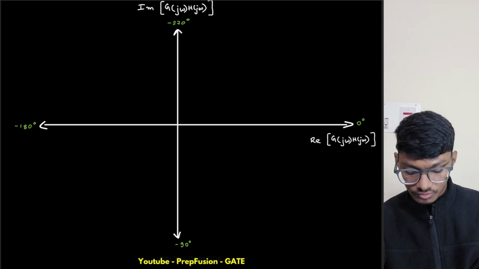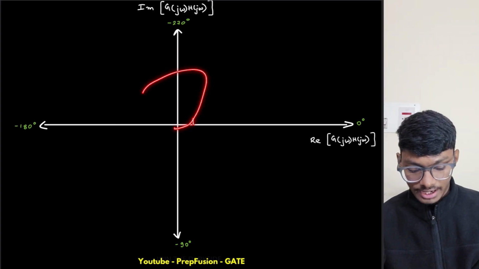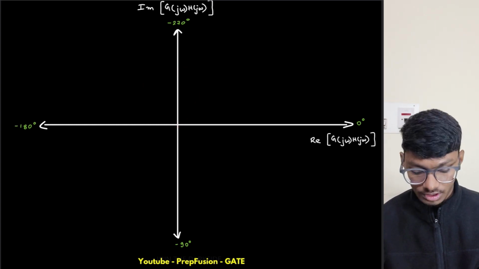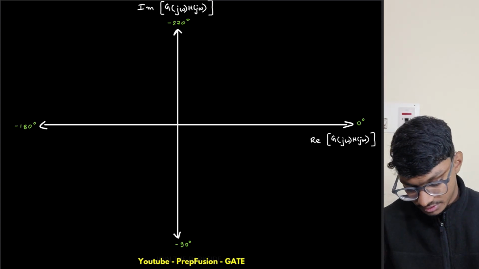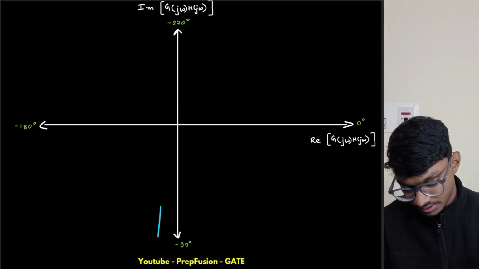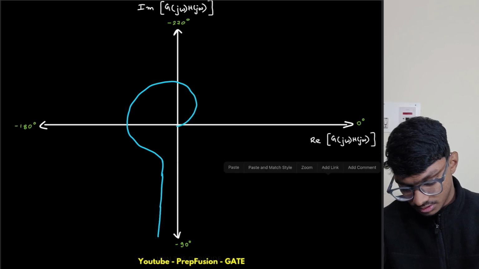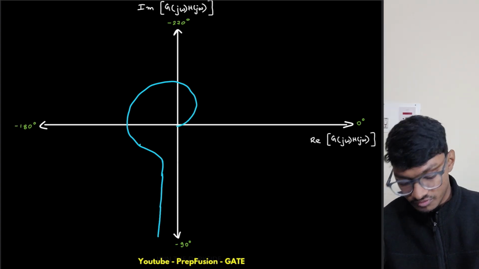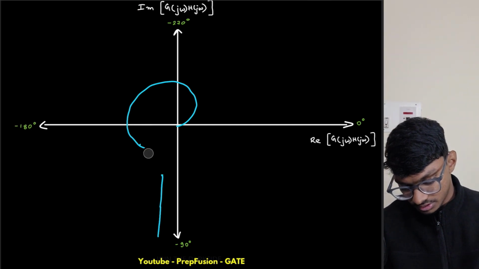Why? Because what will be the angle between the positive x-axis and my polar plot at omega goes to infinity? It will be 0. Let me draw it first. It will start somewhere from here, and then it will go something like this, then keep on reducing, and go like this. Obviously this is not perfect, I will try to make it better.